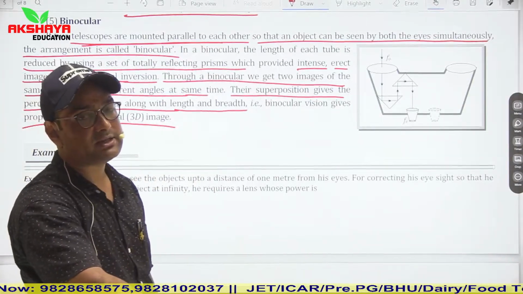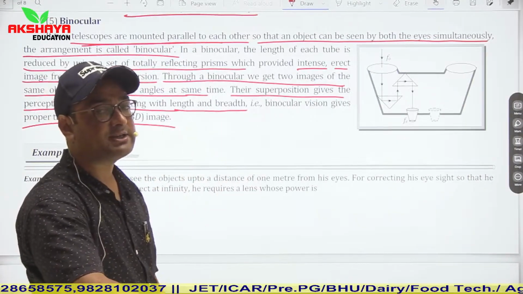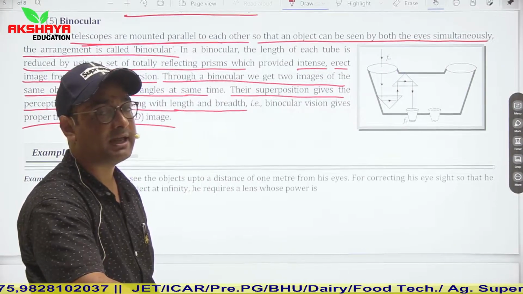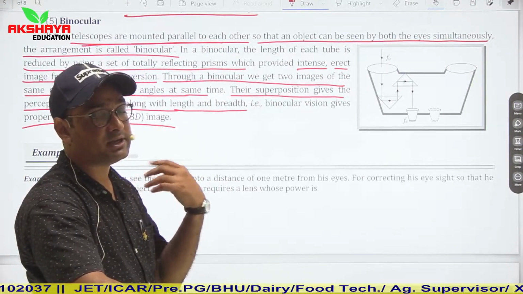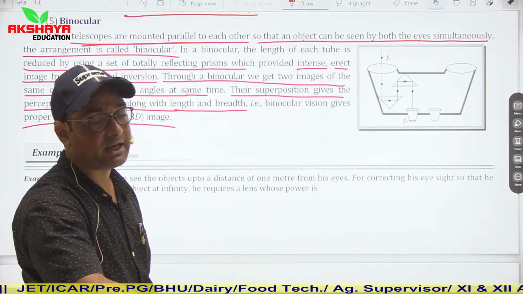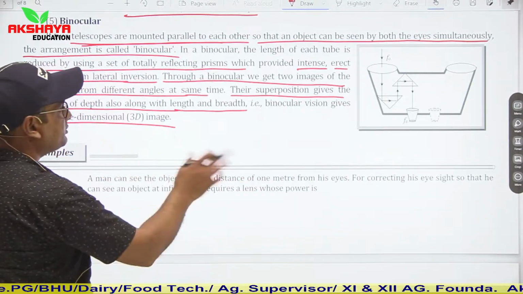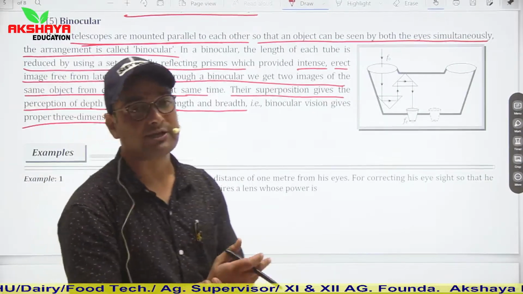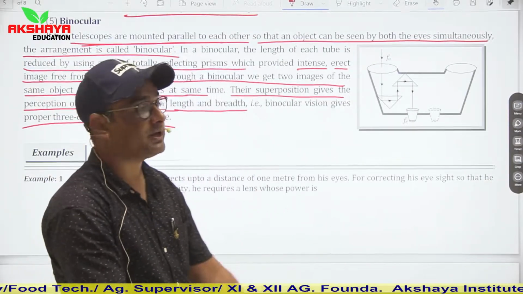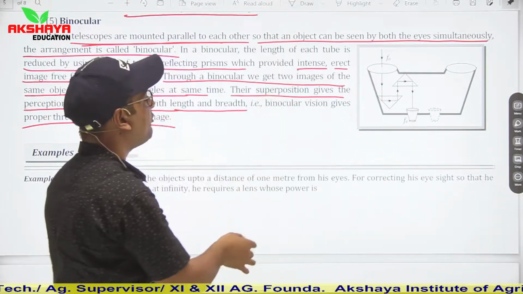So we can clearly see that when we see any distant object with the help of a binocular, we see two images simultaneously. It means we actually see 3D images of that object. So this is all about our optical instruments. Now let us see a few patterns of examples of how questions are formed from this topic.